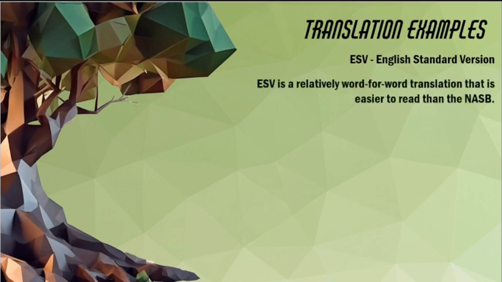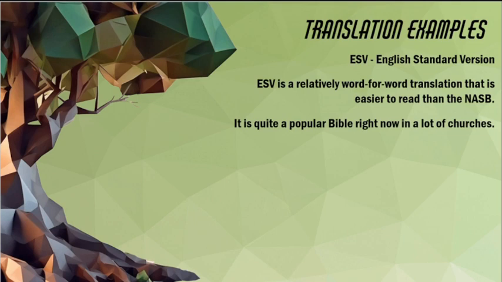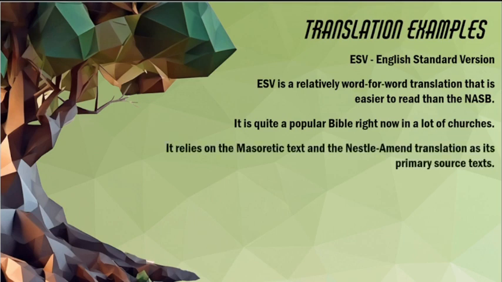ESV is a relatively word-for-word translation that is easier to read than the NASB most of the time. It's quite a popular Bible right now in a lot of churches, and it relies also on the Masoretic text and the Nestle Aland translation as its primary source text. I like that typo this time around. And so the Nestle Aland translation is one of its primary texts.